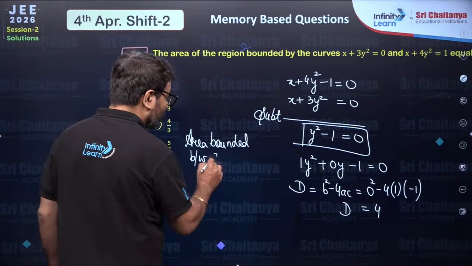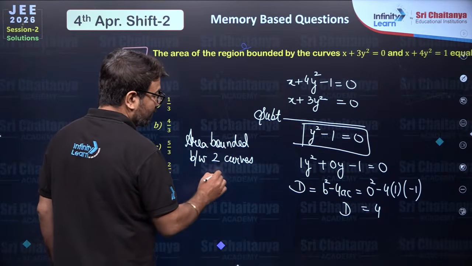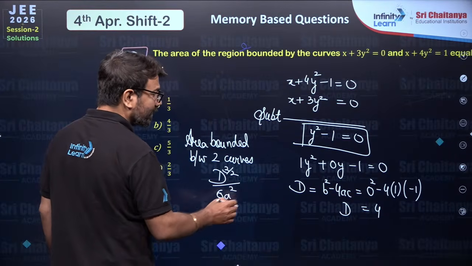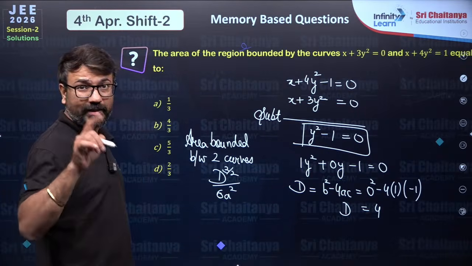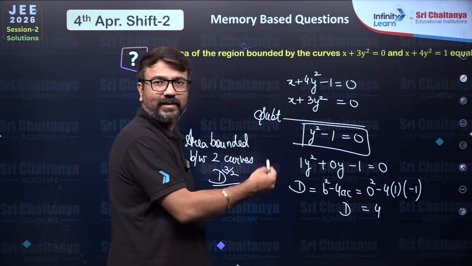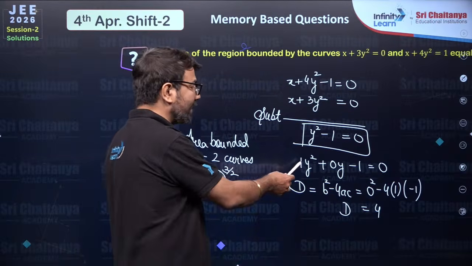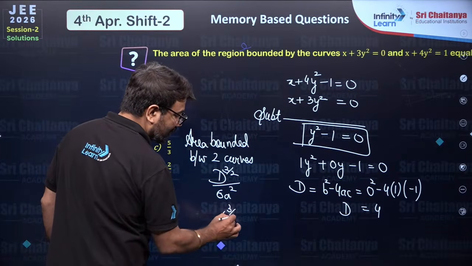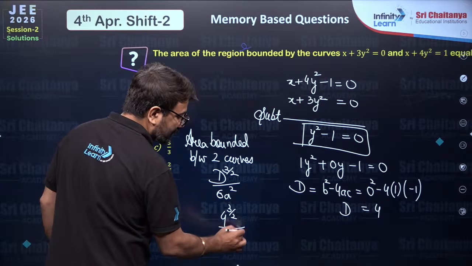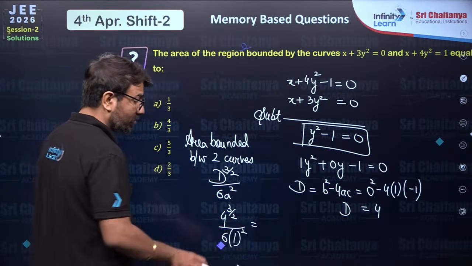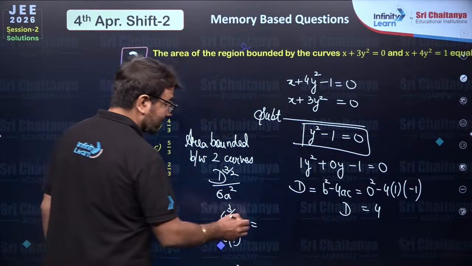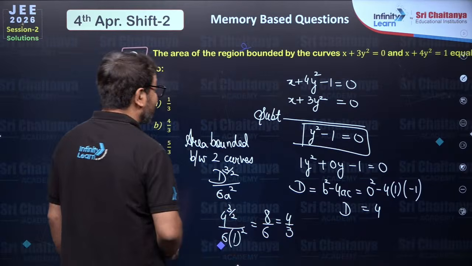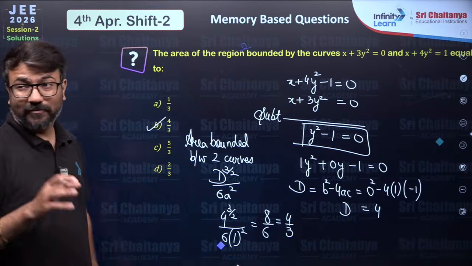Area bounded between the two curves will be equal to discriminant raised to the power 3 by 2 over 6a square. And what is a? A is the coefficient of the 2-degree term, because here it is ay square plus by plus c. So the D value we got is 4, raised to the power 3 by 2, over 6 times 1 square. 4 can be written as 2 square, and then 2 and 2 will get cancelled, 2 cube will be obtained, which is 8, and 8 by 6 will be equal to 4 by 3. See, within seconds you can get the answer to this question if you know this method.